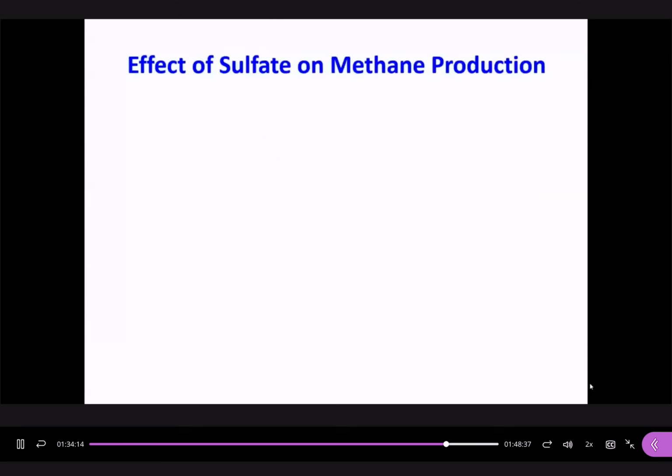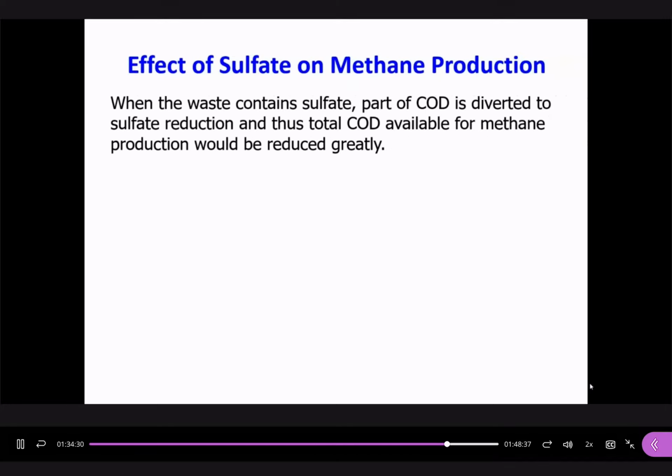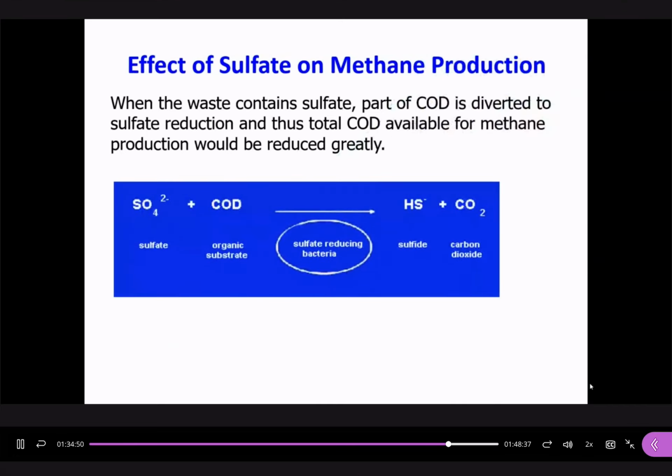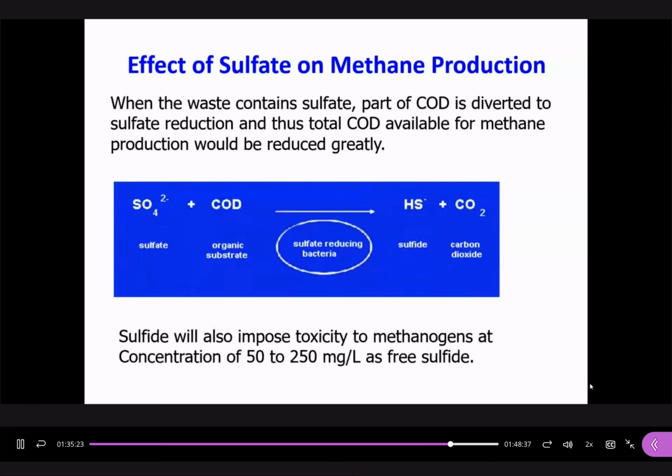Sulfate. Earlier I mentioned the case of Hong Kong. We have very high concentration of sulfate in our wastewater, and sulfate competes for electrons, and sulfate gets reduced, and hydrogen sulfide is produced. Part of COD is diverted to sulfate reduction, and therefore total COD available for methane production will be reduced greatly. So methane will be reduced, other gases will be produced. Sulfate plus COD, sulfate reducing bacteria, hydrogen sulfide, H2S, which is smelly and toxic. Rotten egg smell. Sulfide will also impose toxicity to methanogens at a concentration of 50 to 250 milligram per liter as free sulfide.